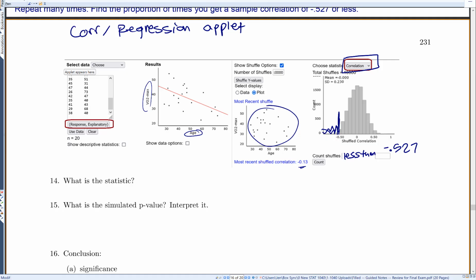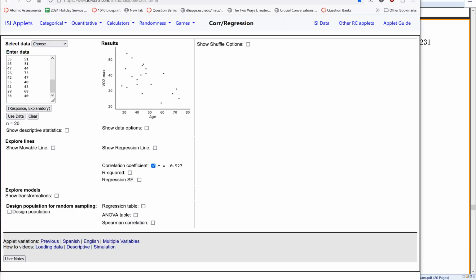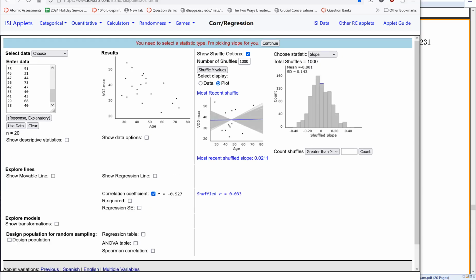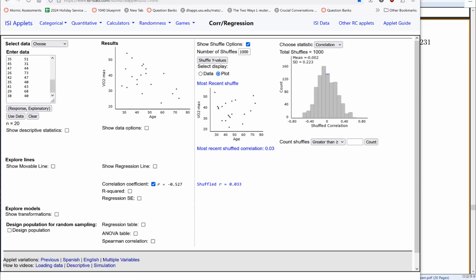So what is our statistic? Our statistic is our correlation of R equals negative 0.527. What is the simulated p-value? Well, let's come back to the applet and actually count it, because I didn't count it yet. But I'm guessing it's going to be small just looking at that null distribution. So I show my shuffle options. I want 10,000 shuffles. Actually, this is the one applet that takes a long time, so let's just do 1,000. I have to choose my statistic to be correlation. I always forget that. We want to count our shuffles less than negative 0.527.